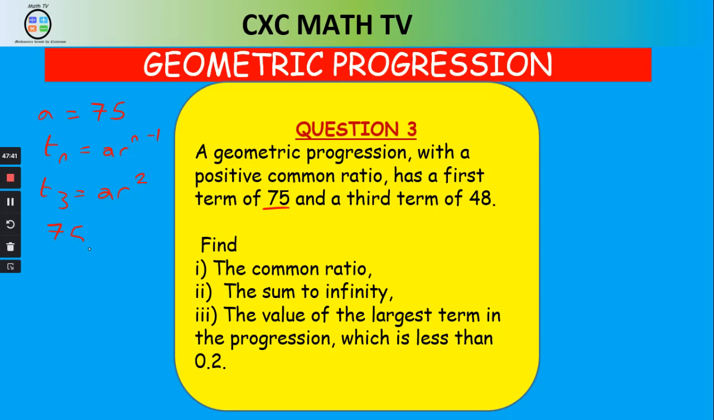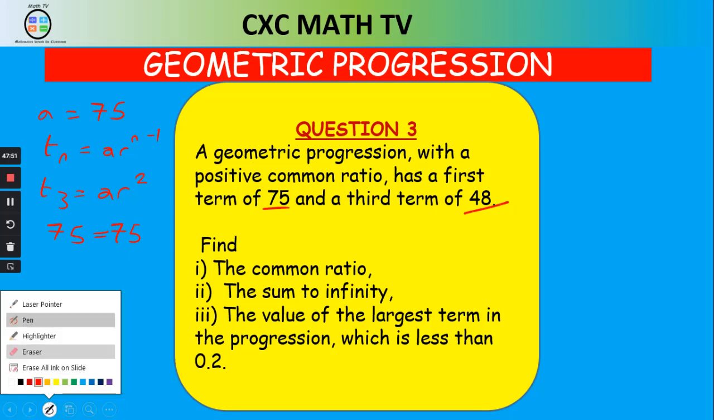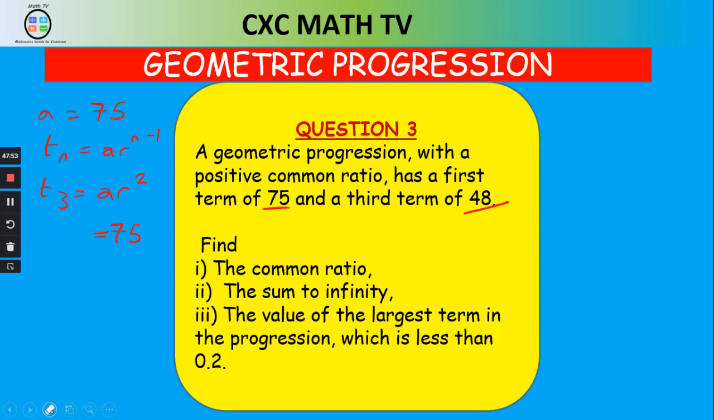And T3 is 75, so 75 is 75. Oh, sorry, T3 is 48. Third term is 48. My bad. So T3 now, 48, is 75 r squared. Now to find r, we divide both sides by 75. So now r squared is 48 over 75.